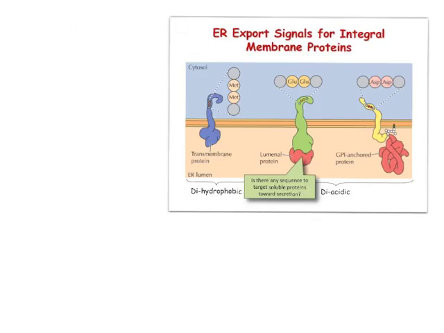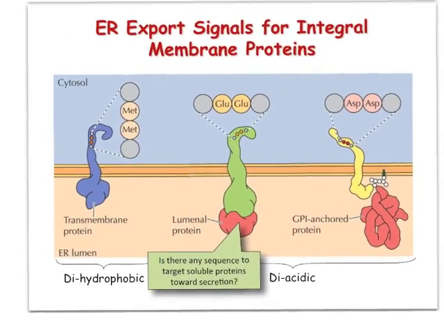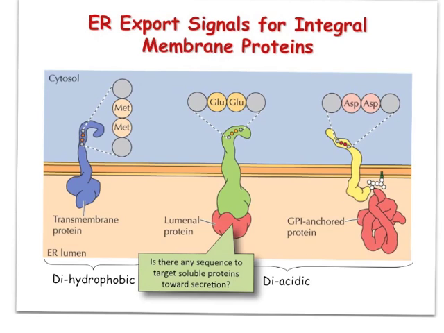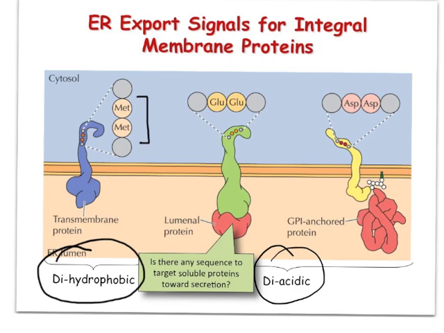And the answer to this question is very simple. For membrane proteins, there are specific sequences that serve as targeting sequences to direct proteins from the endoplasmic reticulum to the Golgi. Those sequences are the so-called dihydrophobic sequences and diacidic sequences. And those sequences are always located in the cytosolic domain of integral membrane proteins.